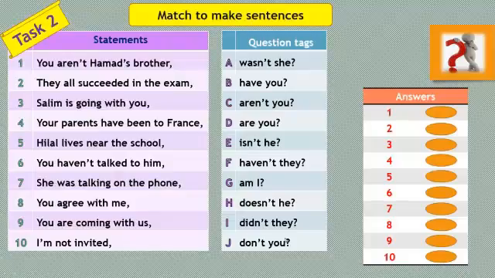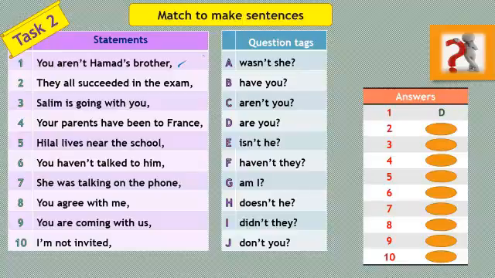Task 2. You have a list of statements here and a list of tags here. Match to make sentences. Before we start, let's do the first one together. You aren't Hamid's brother, are you? D. Now pause the video and do the task. Okay, let's check what you've done. Number 2, they all succeed in the exam, didn't they? I. Number 3, Salim is going with you, isn't he? A.